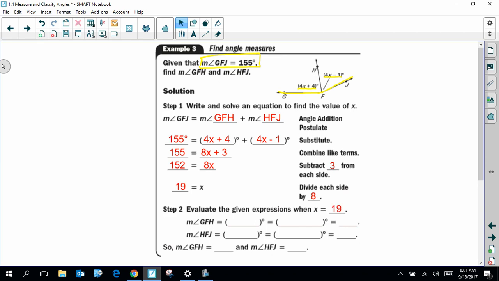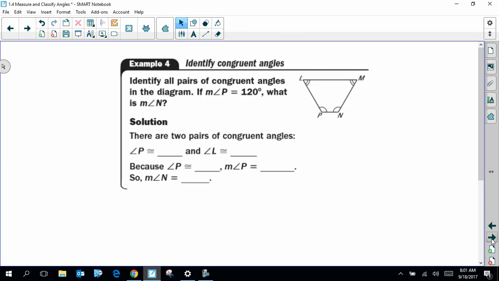Now that I know that x is equal to 19, I can go back and substitute it into the respective angle expressions and show that angle GFH is 180 degrees and HFJ is 75. In problems like that, make sure that you're showing me how you're setting up your equation, what you're substituting, and show me all of your math that you use to arrive at the value for x, and then whatever you do to find the measurements of the independent angles. Okay, you have to show me what you're doing on those.